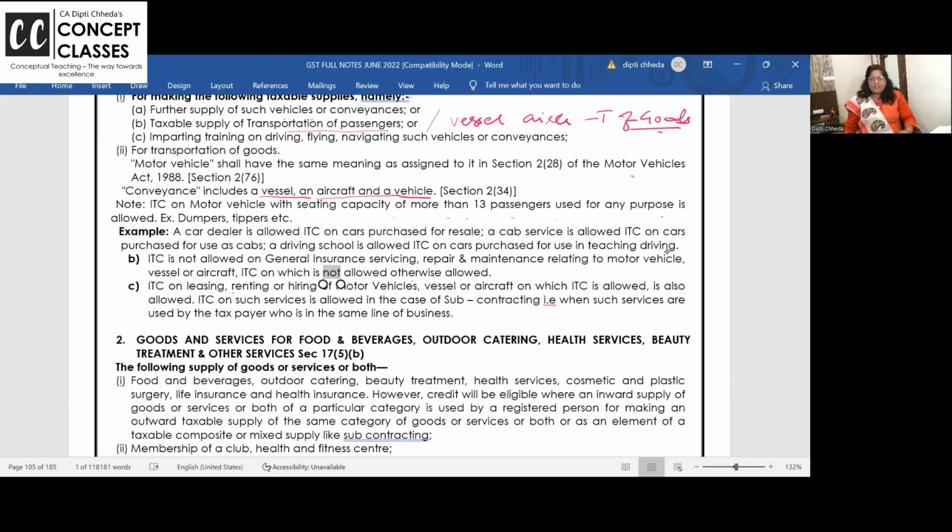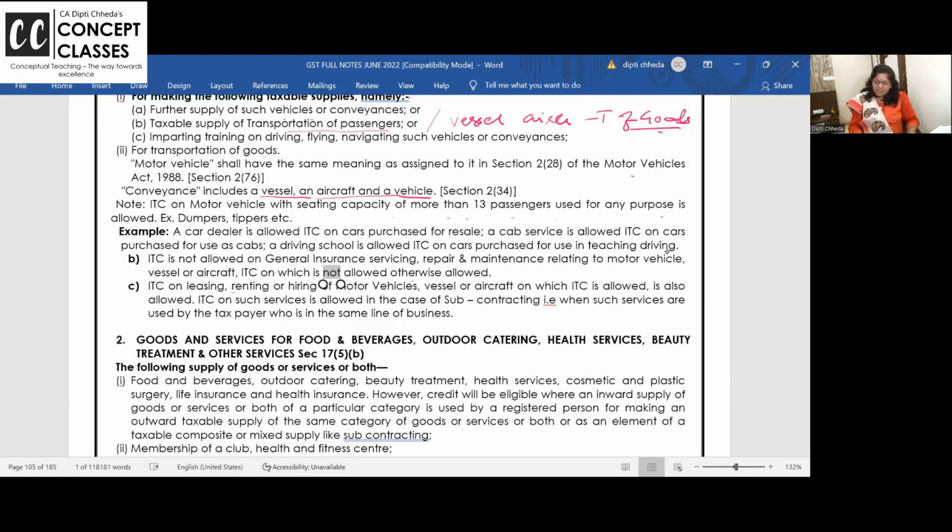Is it clear? Okay, you have purchased motor car for imparting driving training to students. On this motor vehicle, is ITC allowed? Yes. On this motor vehicle, you have taken insurance and you have incurred repairs. On that, you have paid GST. Can you claim ITC of that? Answer is yes.